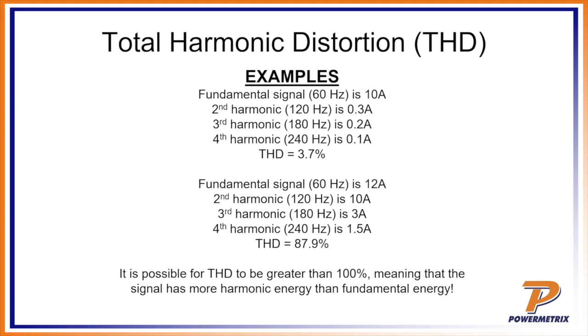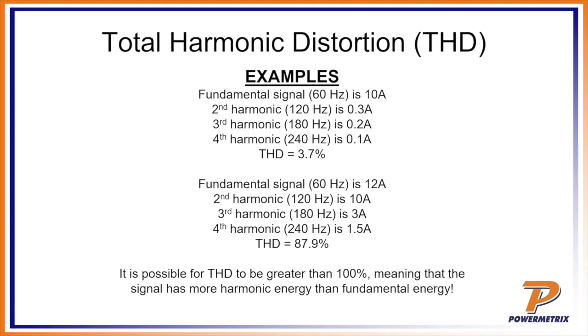In the second example, what you see I'm doing is I'll take 12 amps of fundamental current, and then I'll add 10 amps of second, 3 amps of third, and 1.5 amps of fourth. Of course, those numbers are a lot bigger than the numbers in the first example, and so as such, the THD number jumps way up, almost to 90%. Once again, that's not uncommon nowadays. We'll see a few examples here in a minute just to show you what I mean by that.